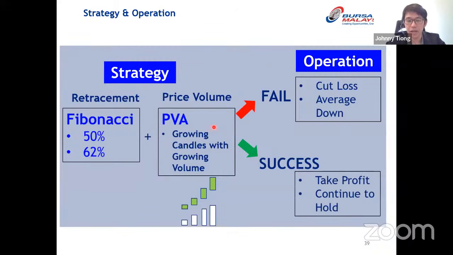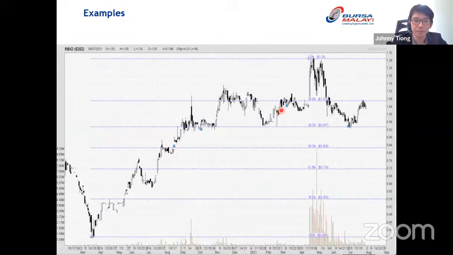If it's a success, you can either take profit or you can continue to hold. This is a general strategy and operation. It all differs according to your own strategy. Okay, so for this example, I'm going to have a few live examples later. For this plantation stock, Eno.